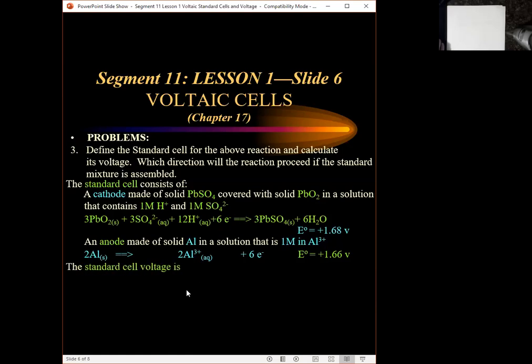Now, we've got the same number of electrons gained and lost in these two. We can add the two together to get the overall cell voltage. It's 3.34 volts. Just adding these two numbers together, since they both have the same sign, we'll add them and keep the sign. It's positive. So this reaction is spontaneous, and it'll generate 3 1/3 volts per cell.